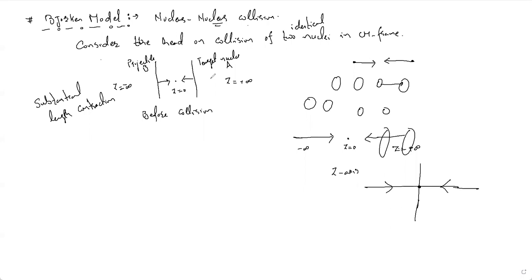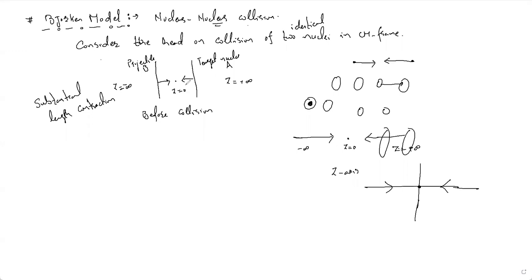Instead of representing them by spherical shapes, I am representing them by thin discs, because there will be a substantial length contraction. That is why I represent them by two thin discs, rather than spherical balls. Now what is happening before the collision? This nucleus comes from z equal to minus infinity, and this nucleus comes from z equal to plus infinity. The two nuclei are coming with a speed close to the speed of light, and they will meet at the point z equal to zero.